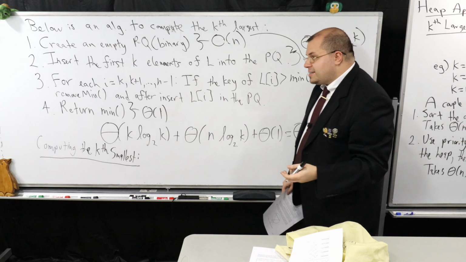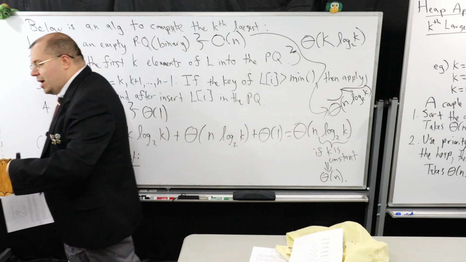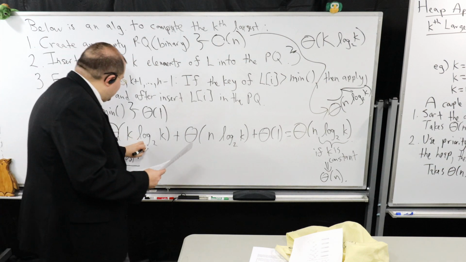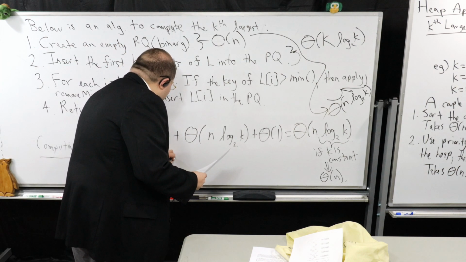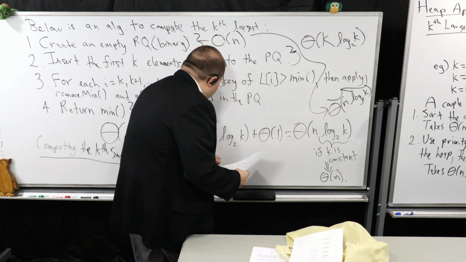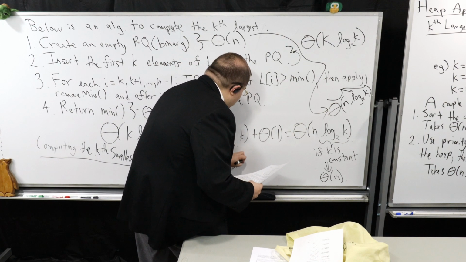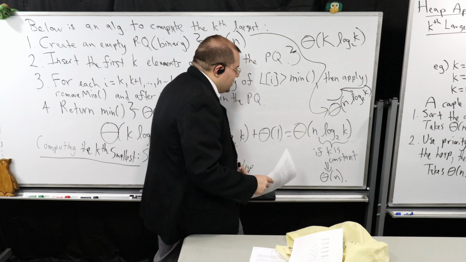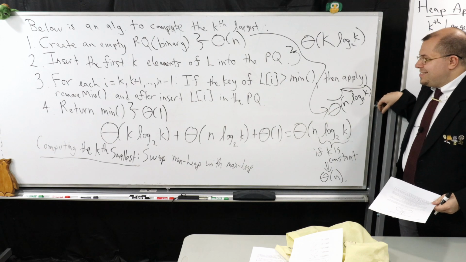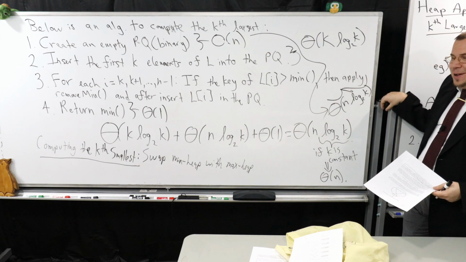Because remember, you would have all these largest elements, but you always want the smallest among the k elements at all times. So you just swap the min heap with a max heap. You swap the two and you get the same result. Is that kind of neat? So now if you want the k smallest, boom, there you go.